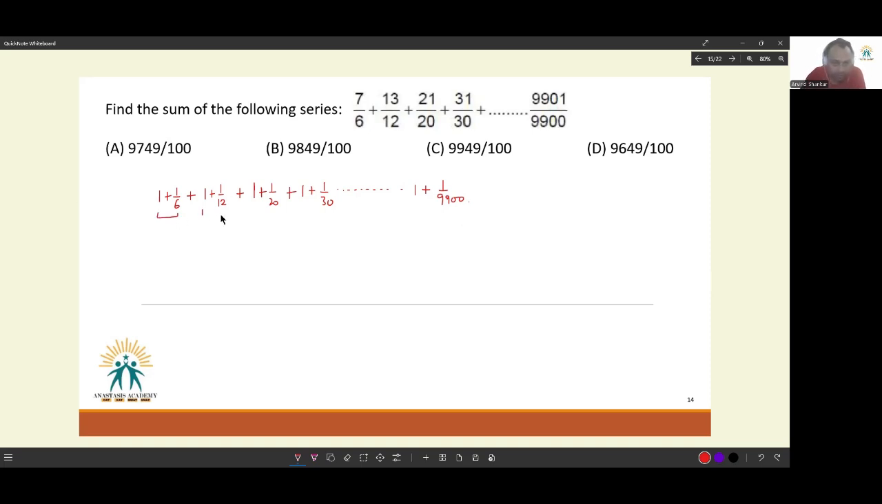I have broken down the first term into two parts, second term into two parts, third term into two parts, fourth term into two parts, nth term into two parts. How do you identify how many terms are here? You will perhaps get it from this. See, this 6 is 2 into 3, 12 is 3 into 4, 20 is 4 into 5, and 30 is 5 into 6. So when I come all the way up until 9900, this is 99 into 100. We started at 2 and we've gone up till 99. How many terms are here? 98 terms are here. We have precisely 98 terms available.